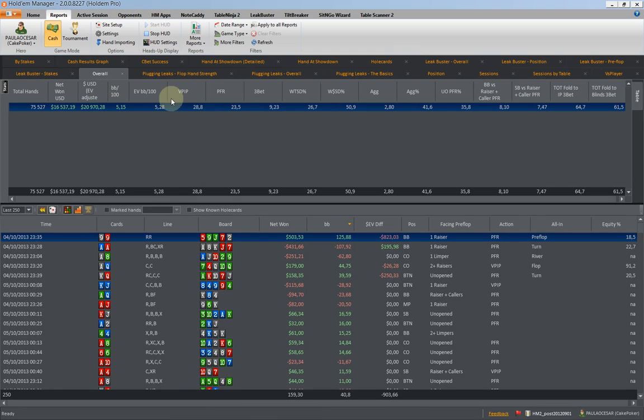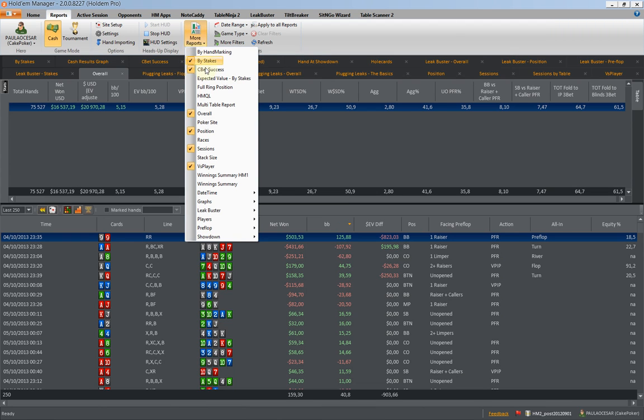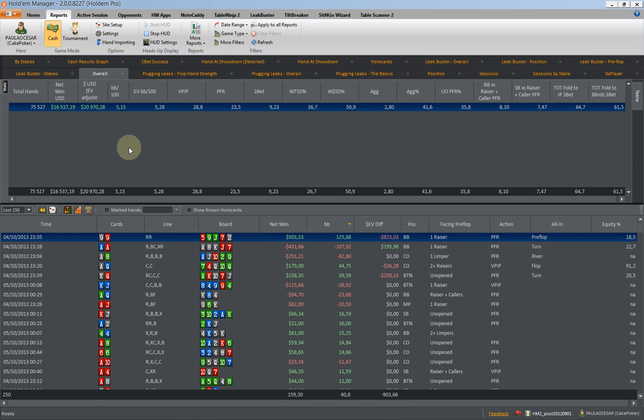Holdem Manager 2 offers many reports. As you can see here, there are, I don't know, like 30 reports maybe. Each report aims at pointing out different information than the other reports. I don't know if this is clear. For example, this is the overall report, which sorts out the basic statistics: how much did I win here, what is my win rate here, what is my VPIP, my PFR, etc.